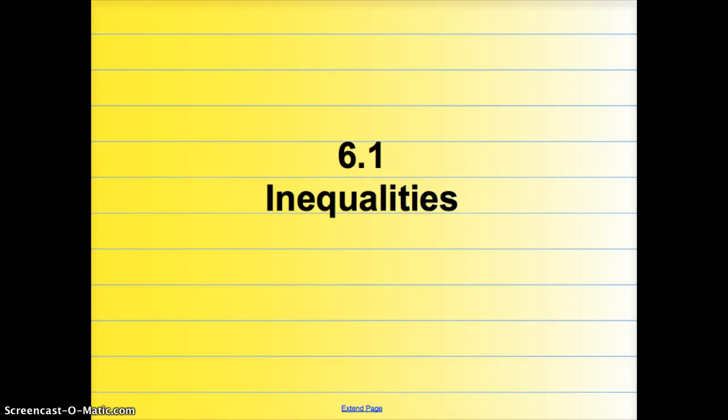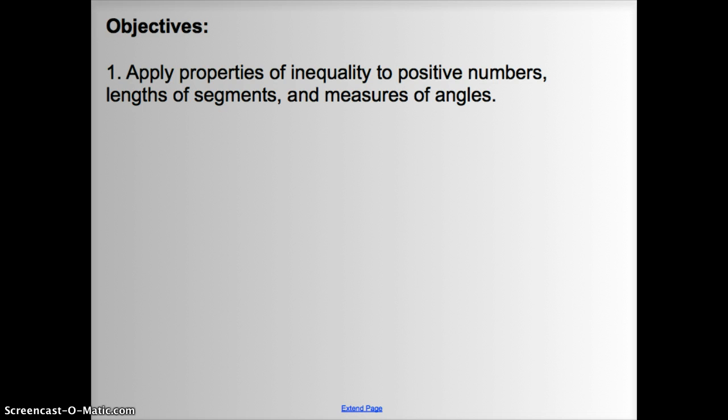All right, let's start chapter 6. Chapter 6 is all about inequalities. A lot of the first lesson seems to be a little bit of review, and the reason for that is because it's algebra based in the beginning. So we're going to apply the properties when we have positive numbers and segments and measures of angles to what we know already using algebraic properties, only now we're turning them into inequalities.